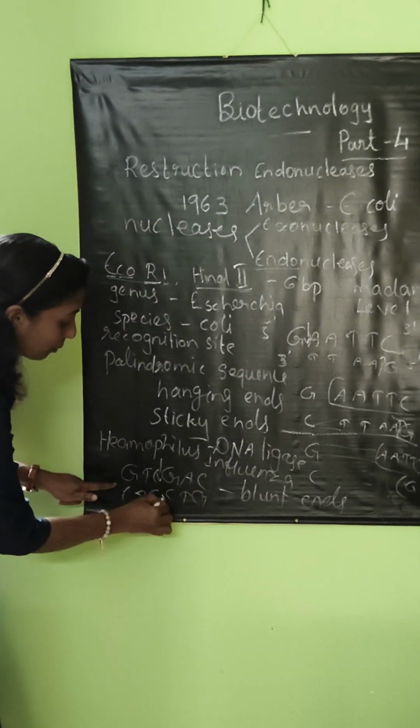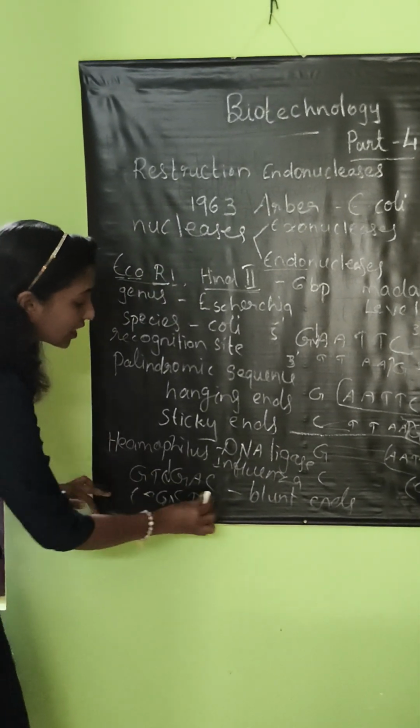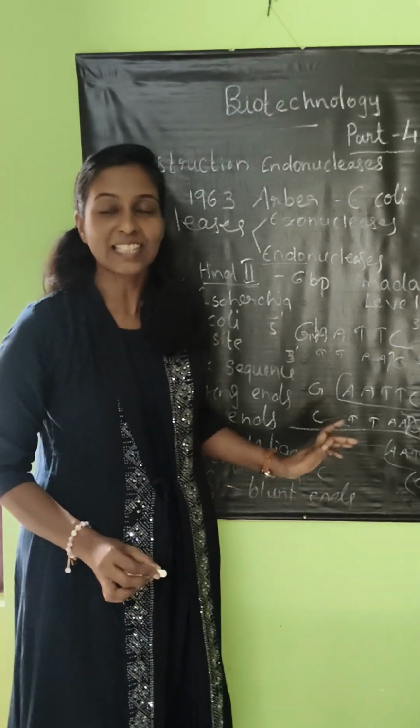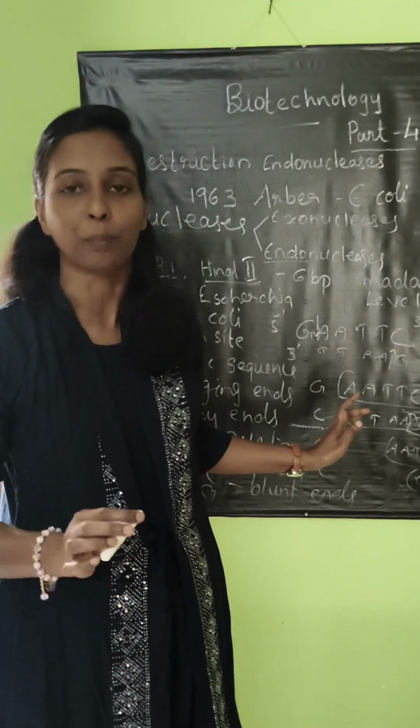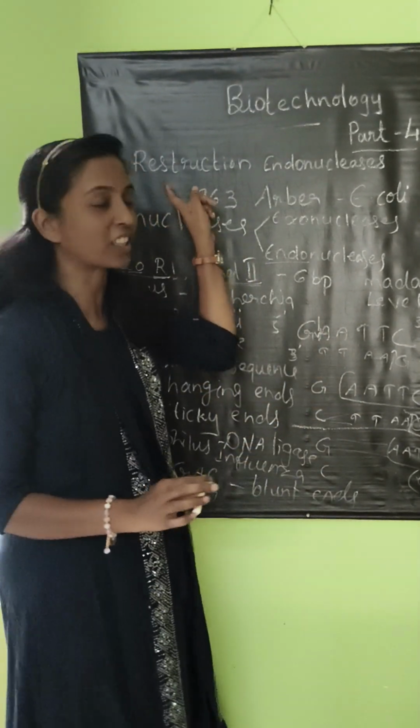Here it is cut at the same level, so there are no hanging ends. This is called blunt ends. This is the difference between sticky ends and blunt ends. This is the explanation of restriction endonuclease.